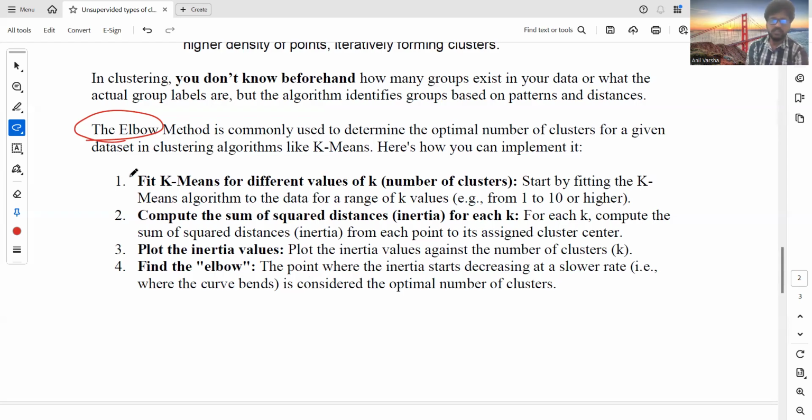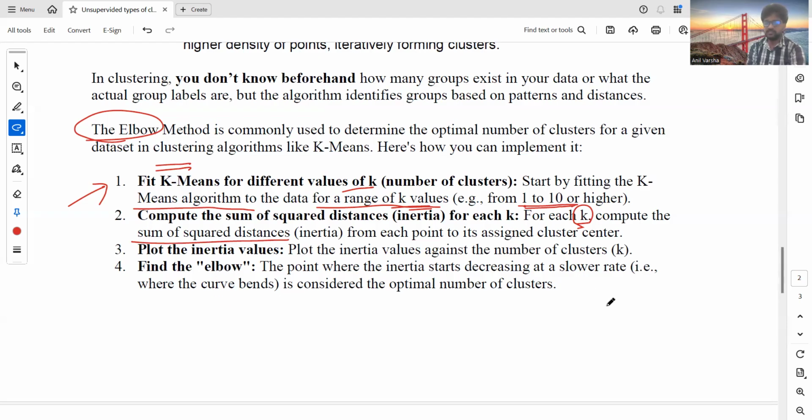Okay. So initially, in the elbow method, we are going to fit k-means for different values of k. Anyhow, we're going to discuss k-means. Okay, we'll feed the data points into k-means. We start by fitting the k-means algorithm to the data for a range of k values. Okay, 1 to 10, the k value will generally be between 1 and 10 or higher. Okay, for each data point, we are going to compute the sum of the square distances.